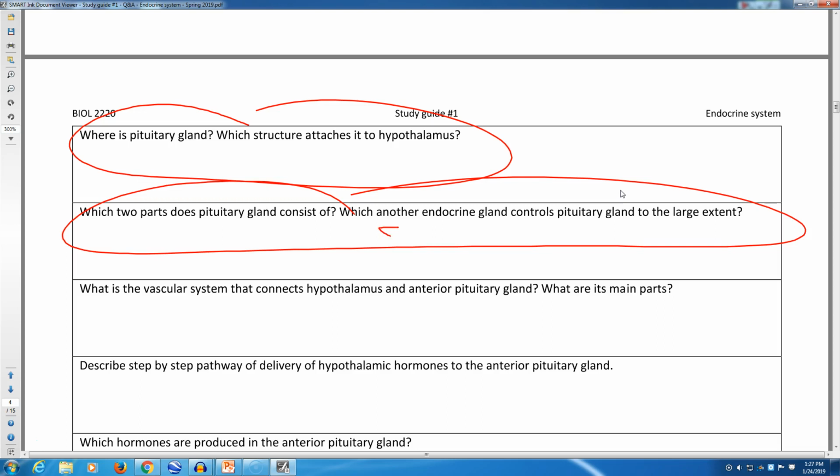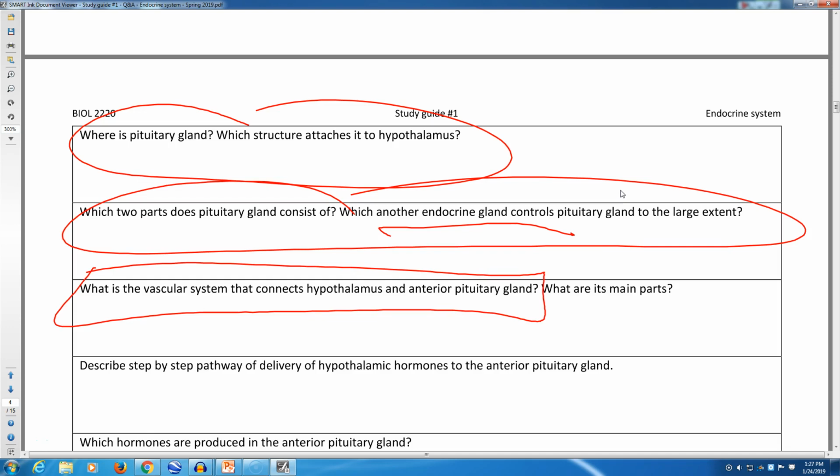Which other endocrine gland is here? Hypothalamus. Vascular system that connects. Remember, hypothalamus, pituitary, portal system. Main parts: primary plexus, portal veins, secondary plexus. So this is something that you need to know for anatomy.